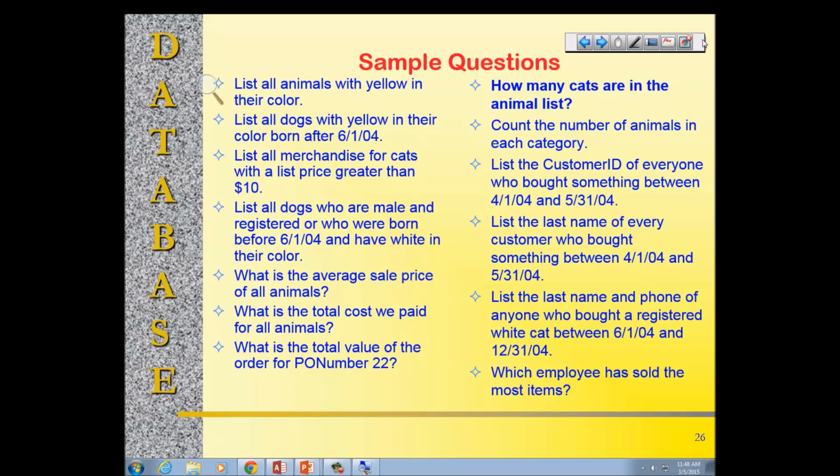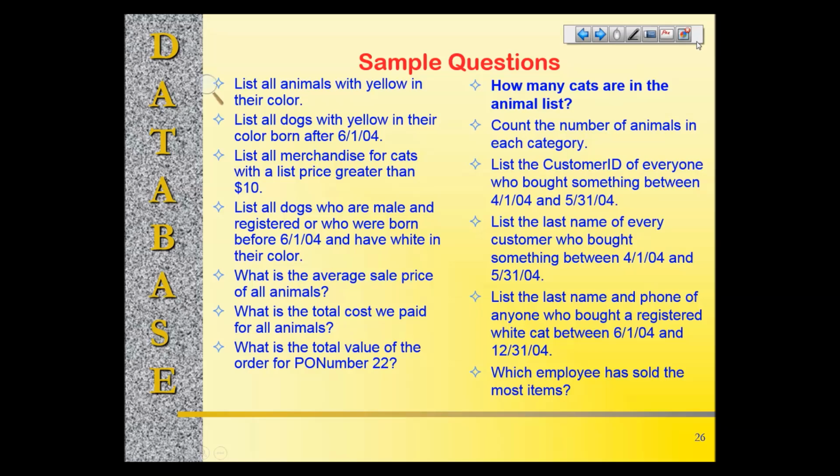So how many cats are in the animal list? This is easy, isn't it? So what will you be doing? Select count animal ID, let's say, where category equals cat. That should give you the number. Did anyone run it really quick to tell us the number? Or you can run it by yourself later.